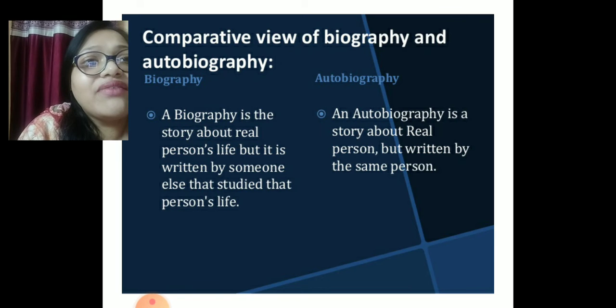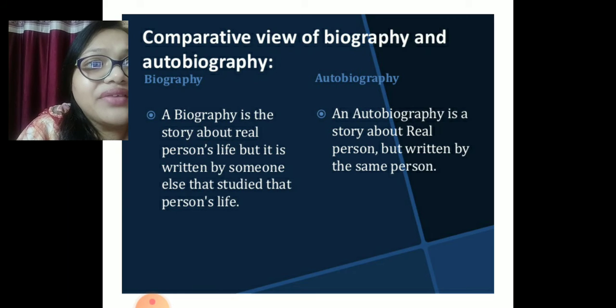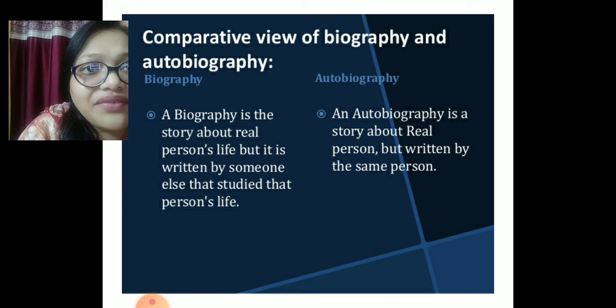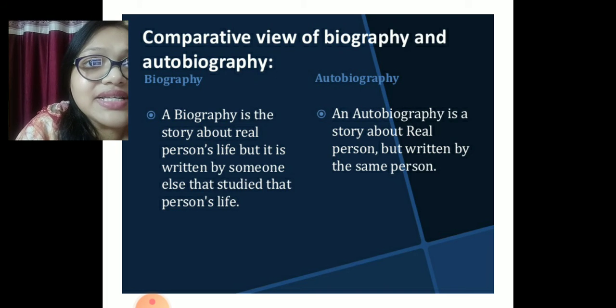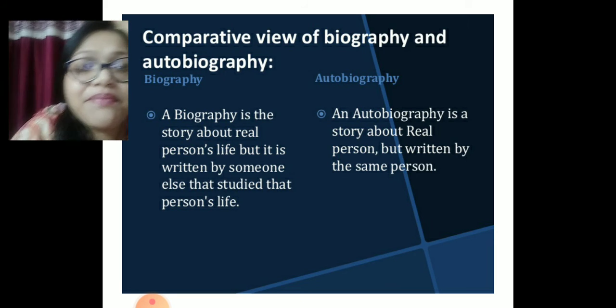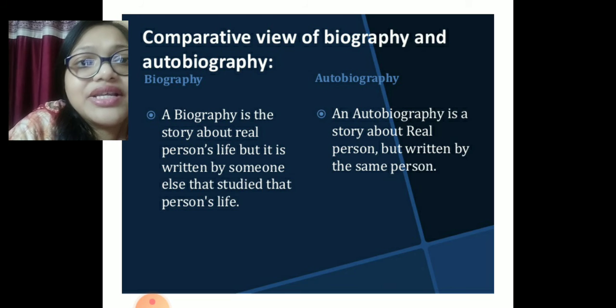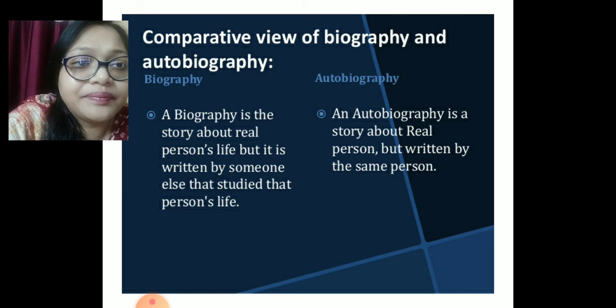Now, we have already learned what an autobiography is. What is the difference between a biography and an autobiography? A biography is the story about a real person's life, but it is written by someone else who studied that person's life. An autobiography is a story about a real person but written by the same person. So an autobiography is written about a real person as well, but written by the same person. But a biography is written by a third person.